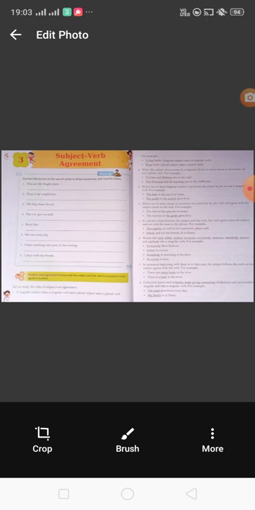I will repeat. If two or more nouns or pronouns are joined by "or", the verb will agree with the subject which is closer to the verb. For example, "The man or his sons are at home." Here the man is singular but his sons are plural, and his sons are closer to the verb. So here we use the plural verb "are".